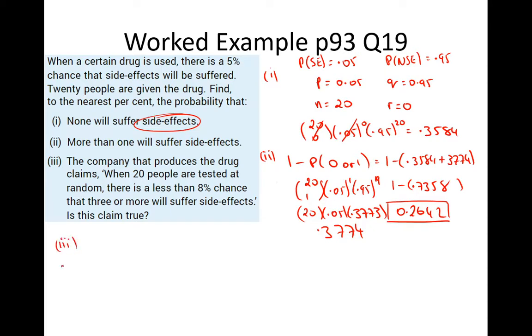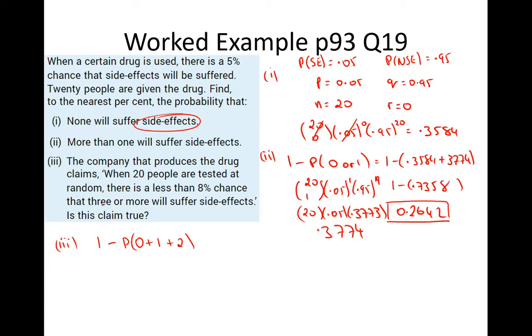The company that produced the drug claims when 20 people are tested at random, there is a less than 8% chance that 3 or more will suffer side effects. Is this claim true? Now, 3 or more, what does that mean? 3 or 4 or 5 up as far as 20. We don't want to go down that route. So instead of going 3 or more, it's going to be 1 minus the probability of none or 1 or 2. Now you don't bother with 3 because 3 or more is what we want to look at.